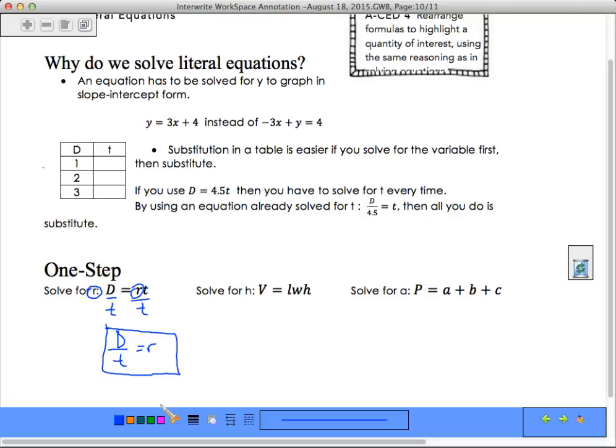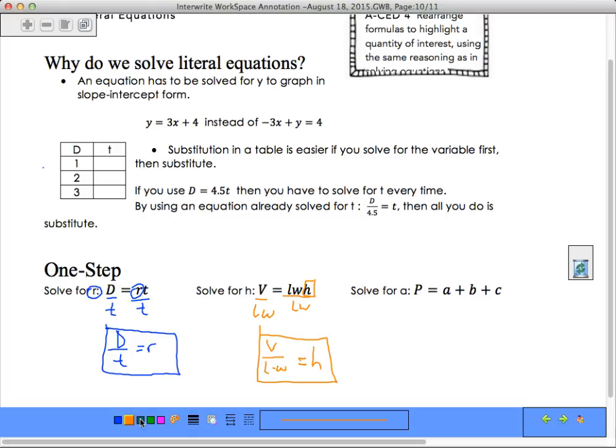So on the next one it wants me to solve for h. I want to get this piece by itself. All 3 of these pieces are touching by multiplication. So to undo the multiplication, I'm going to divide. So I get v over L times W equals h. And that is my answer. That is completely finished. I'm done because h is by itself.